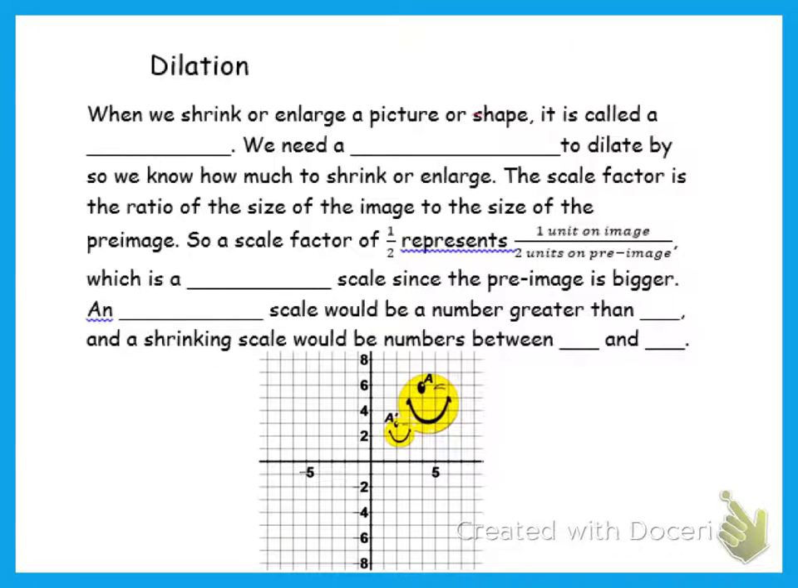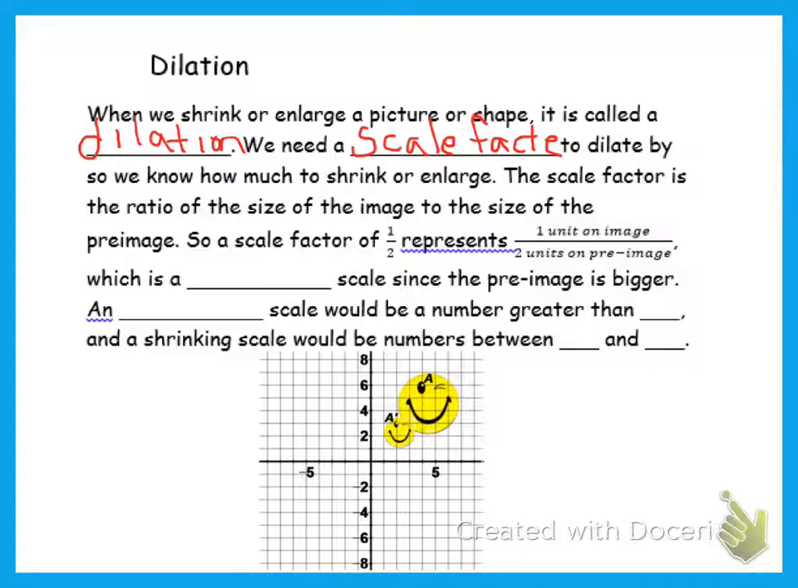Now this one is called a dilation. Basically, this is getting bigger or smaller. So when we shrink or enlarge a picture or shape, it is called a dilation. Now with a dilation, we need what is known as a scale factor to dilate by, so we know how much we are going to shrink or enlarge. The scale factor is the ratio of the size of the image to the size of the pre-image.